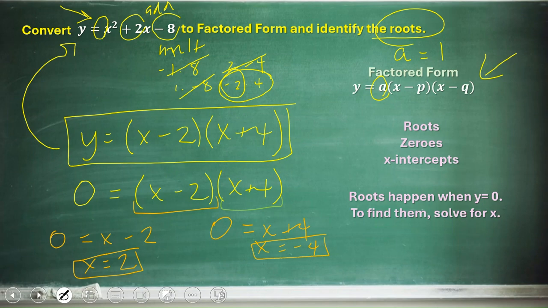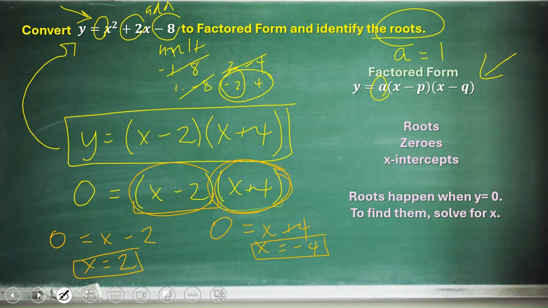The shortcut way of doing that is to say, what does x have to be to make this 0? Oh, it needs to be 2. And then what does x need to be in the second binomial to make it 0? Oh, it needs to be -4. Shortcut way of doing it.